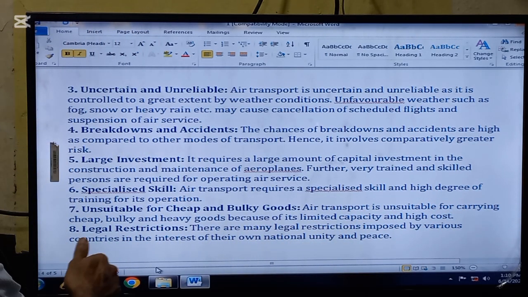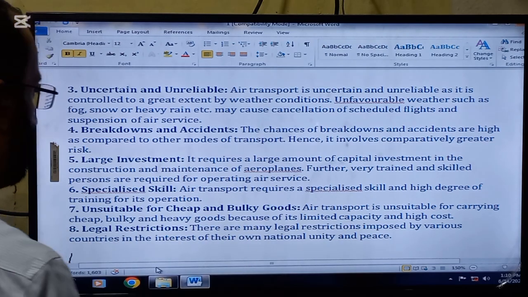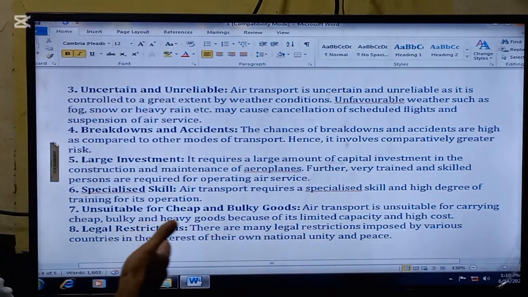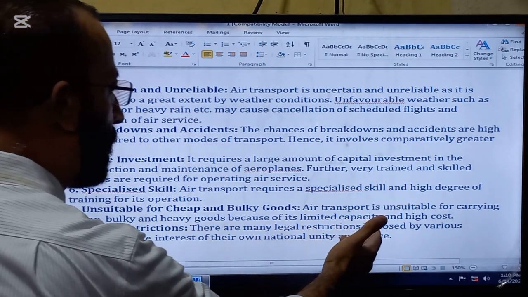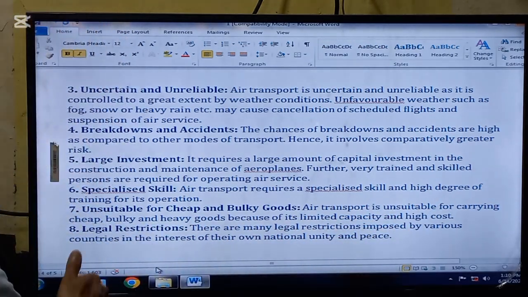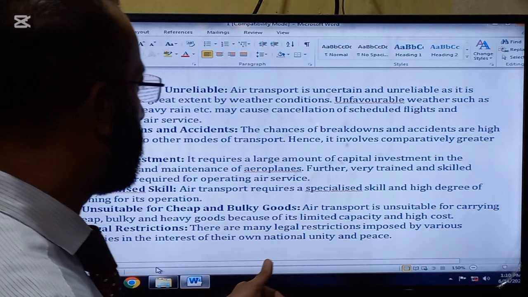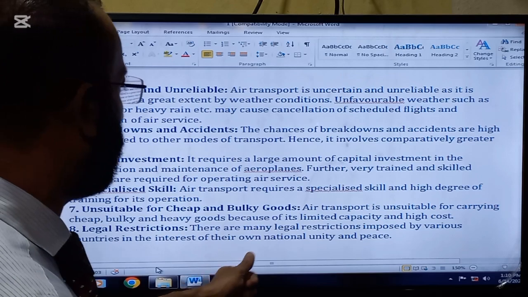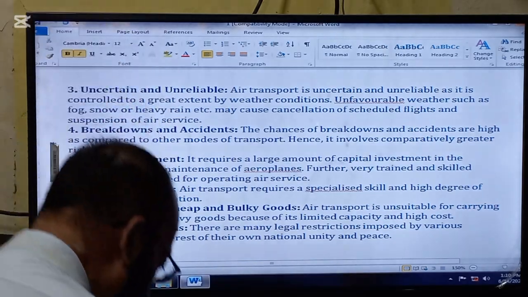Next disadvantage is unsuitable for cheap and bulky goods. So air transport is unsuitable for carrying cheap, bulky and heavy goods because of its limited capacity and high cost. Next disadvantage is legal restrictions. There are many legal restrictions imposed by various countries in the interest of their own national unity and peace.